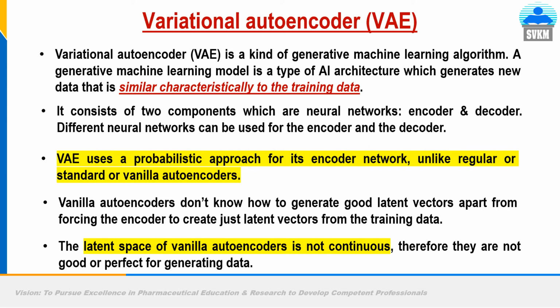Variational autoencoder is a kind of generative machine learning algorithm. A generative machine learning model is a type of AI architecture which generates new data that is similar in characteristics to the training data. It consists of two components, which are neural networks. Already we have seen the encoder and decoder.